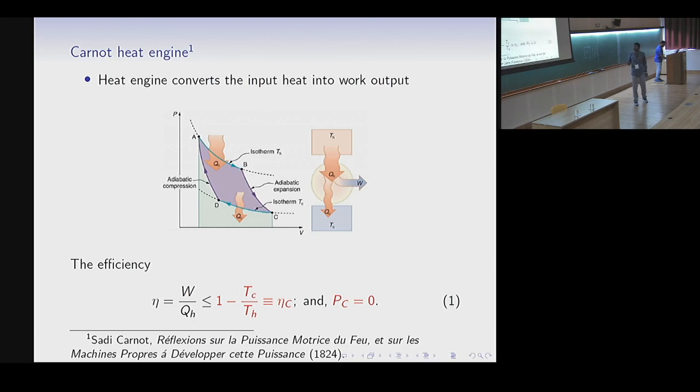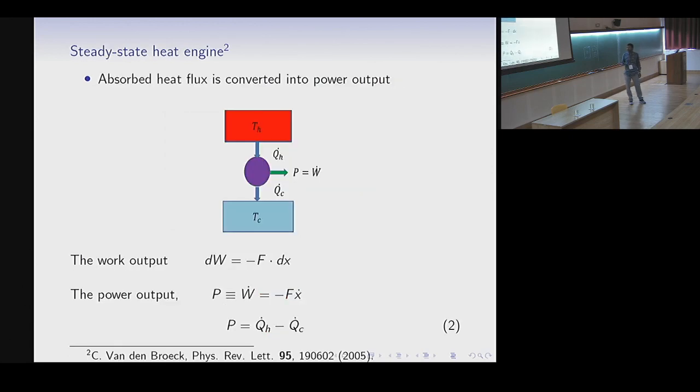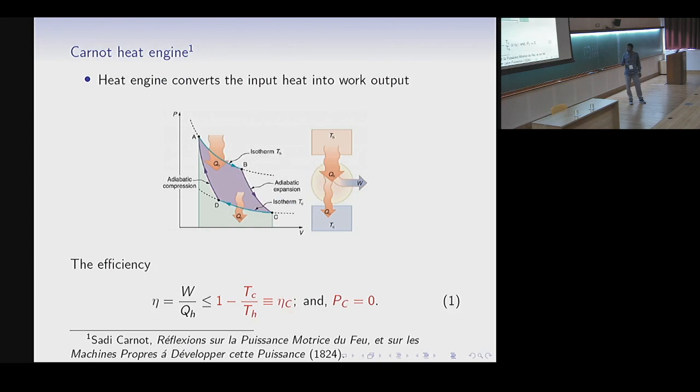A heat engine converts input heat into useful work output. Carnot conceived an ideal heat engine which consists of two isothermal processes and two adiabatic processes. When a heat engine works reversibly, it achieves the maximum efficiency 1 minus Tc divided by Th.